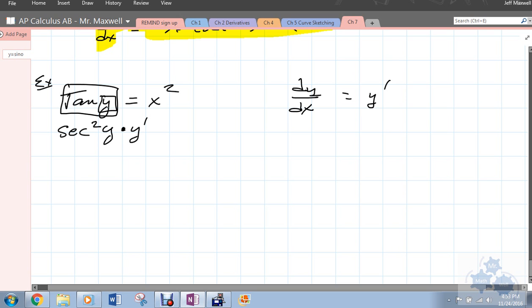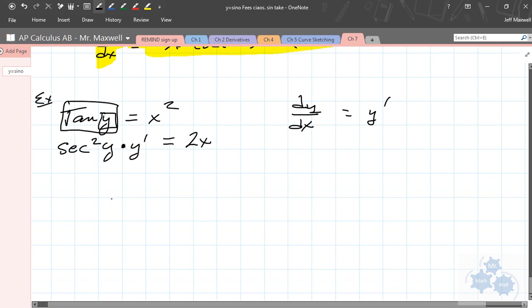The inside function is not x, so it's not what we're multiplying by 1. We're multiplying by the derivative of what this is, which is just y prime. Very good. Now, 2x on this side. Awesome. Okay, so what do we do?